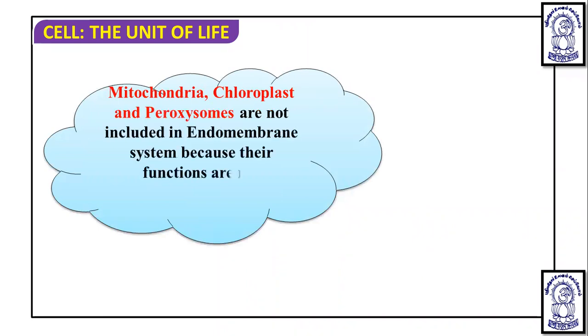But dear student, apart from these four organelles, mitochondria, chloroplast, and peroxisome are there, which are not included in this endomembrane system because their functions are not coordinated with the endomembrane system. So only four organelles are involved: endoplasmic reticulum, Golgi complex, lysosome, and vacuole. This endomembrane system is a single membrane bound system. So remember, all four organelles have a single membrane around them. In this, first we are going to discuss the endoplasmic reticulum.